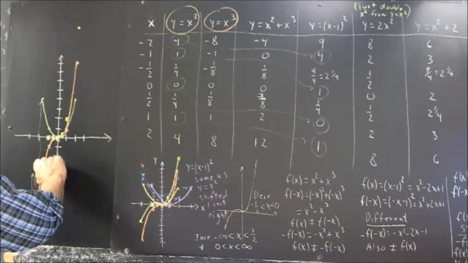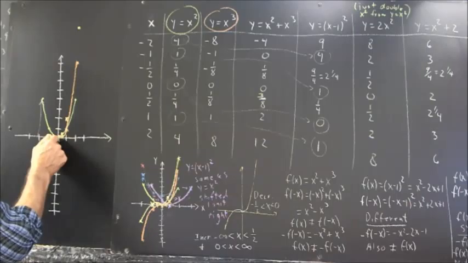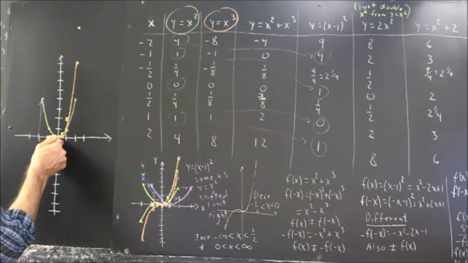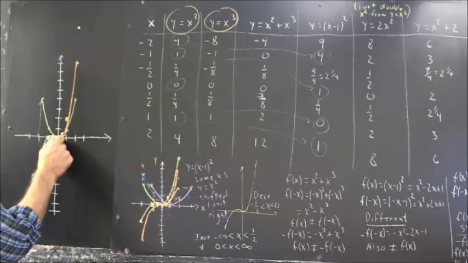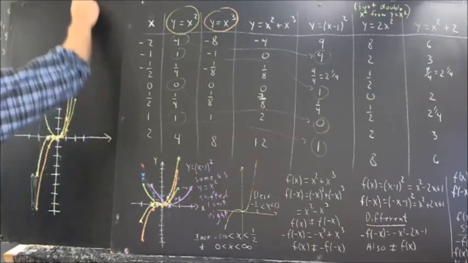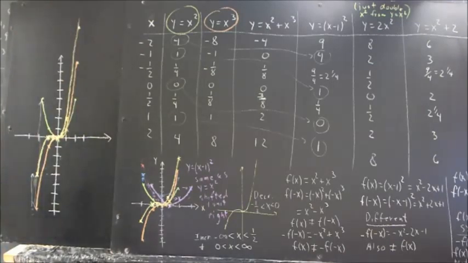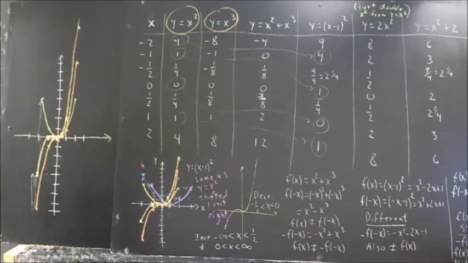So our graph through these points is going to come up here. It's going to get pretty level here. It's going to come down to the origin, and then it's going to turn around rather quickly and start up, and then it's off to the races. So here's our graph of x squared plus x cubed.